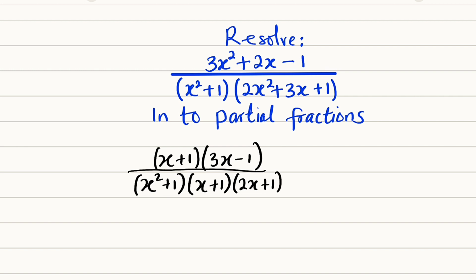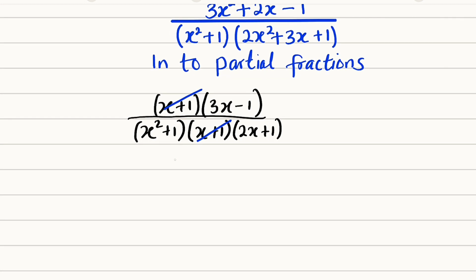All right, look at our numerator. We have x plus 1. And in the denominator, we also have x plus 1. So they cancel out. What we have left is 3x minus 1 divided by x squared plus 1 multiplied by 2x plus 1. Now this is what we have to split into partial fractions.